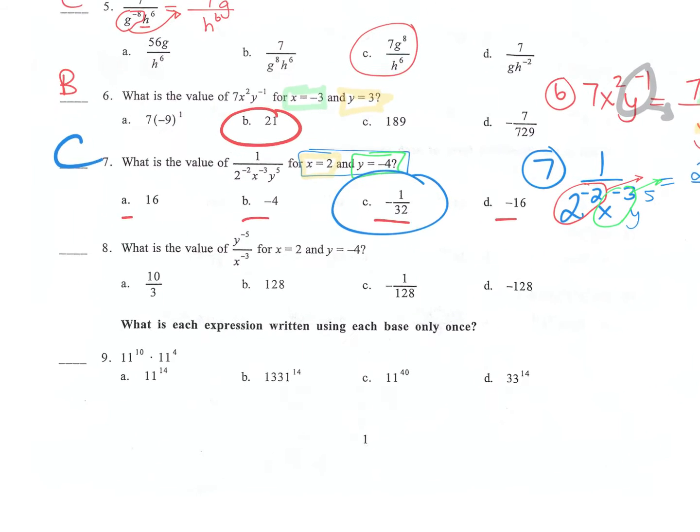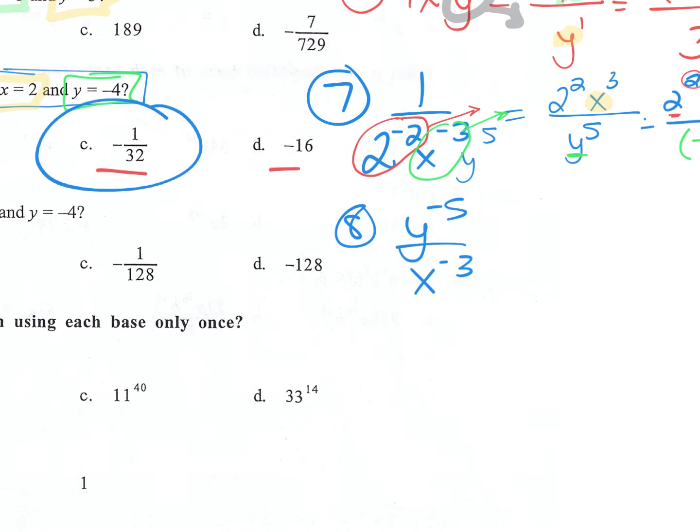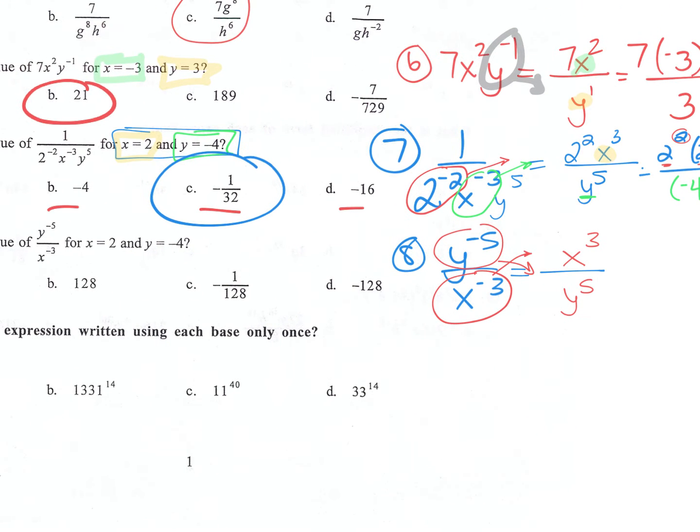All right, number 8, last one like this. So on number 8, I've got y to the negative 5 all over x to the negative 3. First thing I'm going to do is get rid of those negative exponents. So y to the negative 5, that's going to go to the bottom. X to the negative 3, that's going to go up to the top. Now we'll plug the numbers in. So it tells me that x is positive 2, 2 to the 3rd. It tells me that y is negative 4, negative 4 to the 5th.